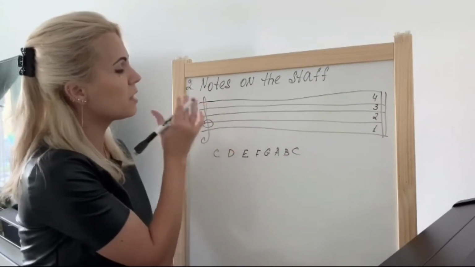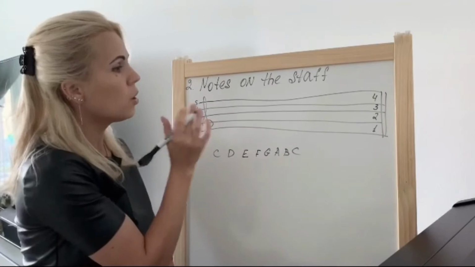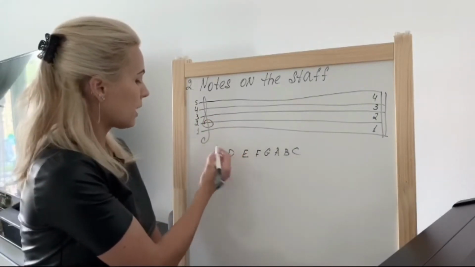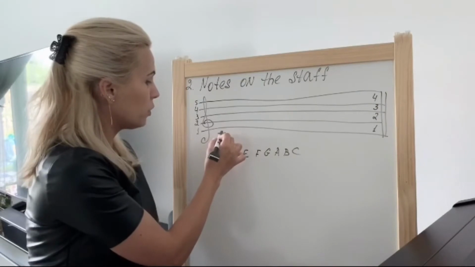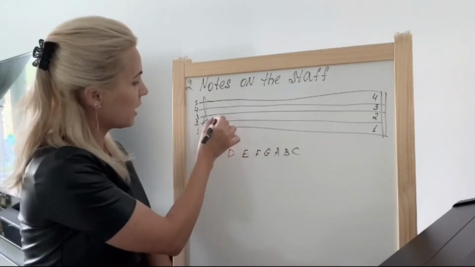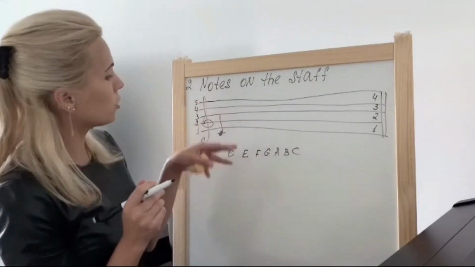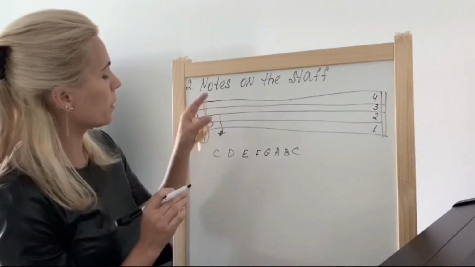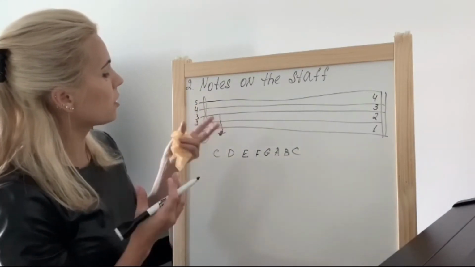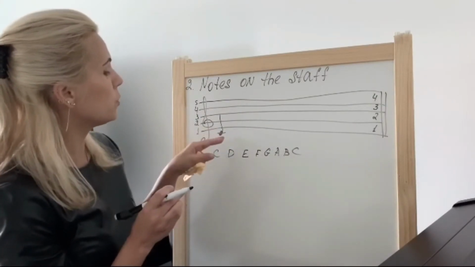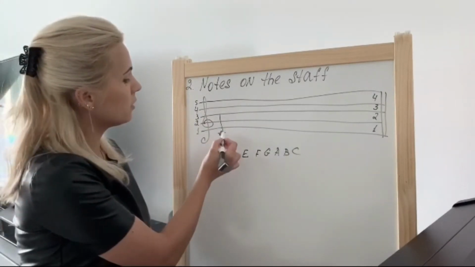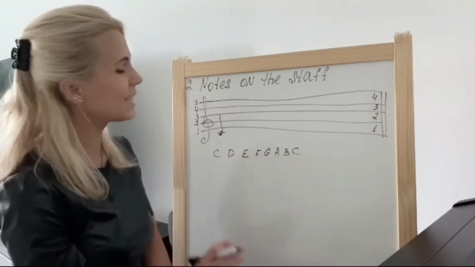So our notes, all of them, if you follow this order, will also be placed in this specific order on the staff, except C, that has a leisure line, and we're using little leisure lines in case there are not enough main lines to place our note. So this little line we call a leisure line. So C has a leisure line.